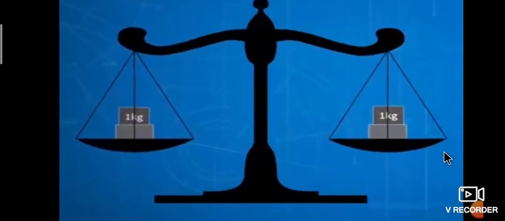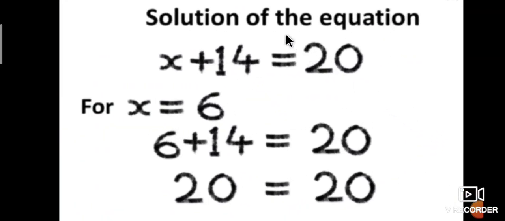Next, when LHS is equal to RHS, this equation is called a balanced equation. It becomes a balance.